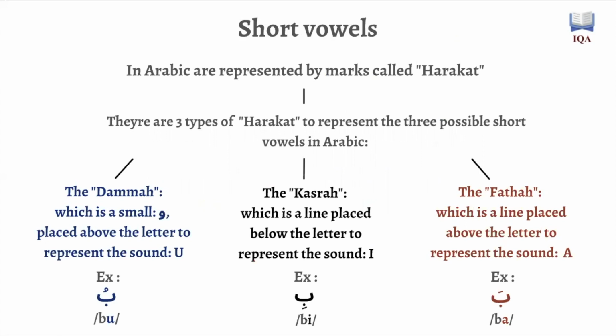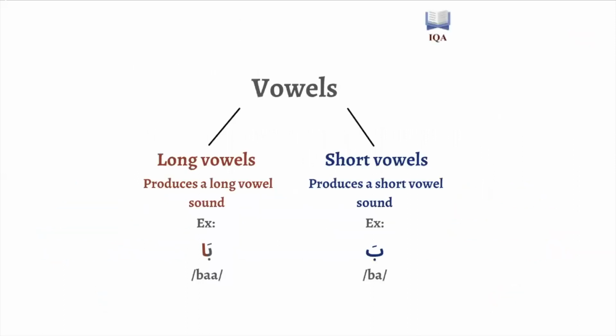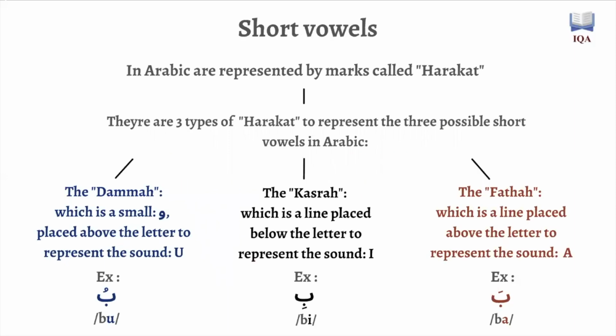So we have the dhamma, which represents the sound u, so bu. We have the kasra, which represents the sound i, so bi. And then we have the fatha, which represents the sound a, like ba. Now that being said, we also have long vowels. We covered long vowels in a previous video. So now, how does this tie in with the sukoon?